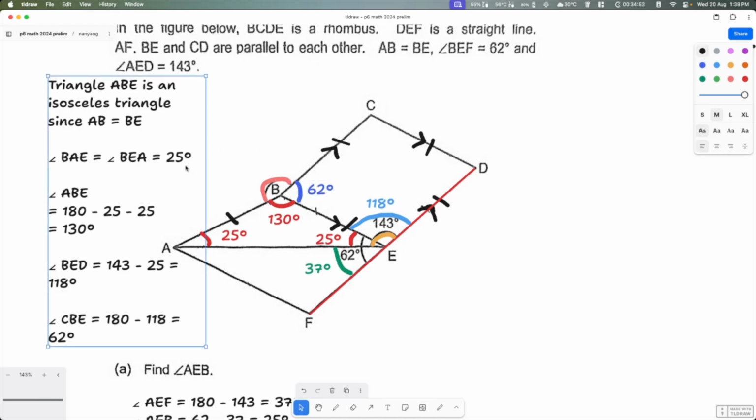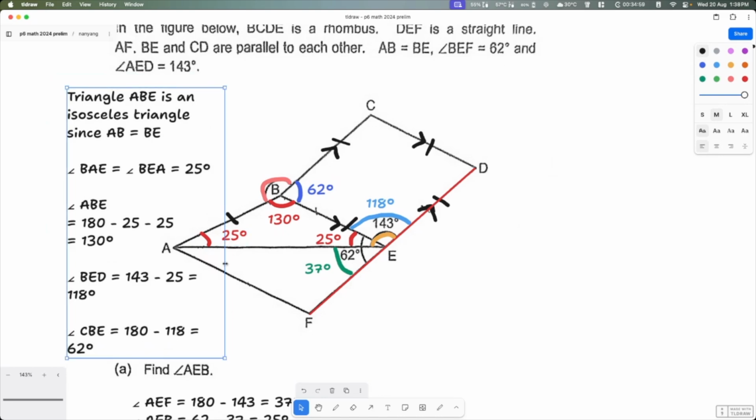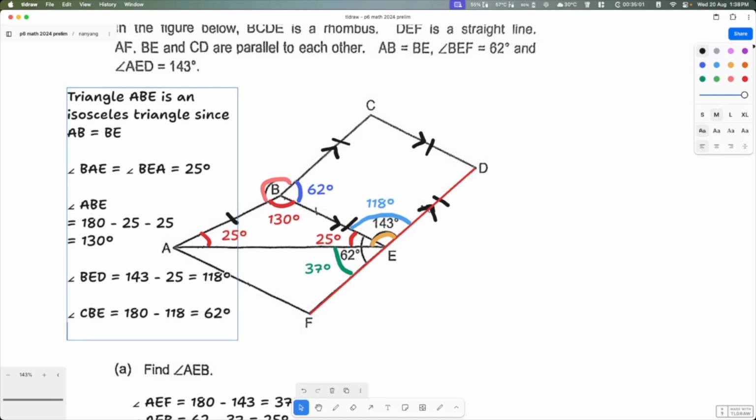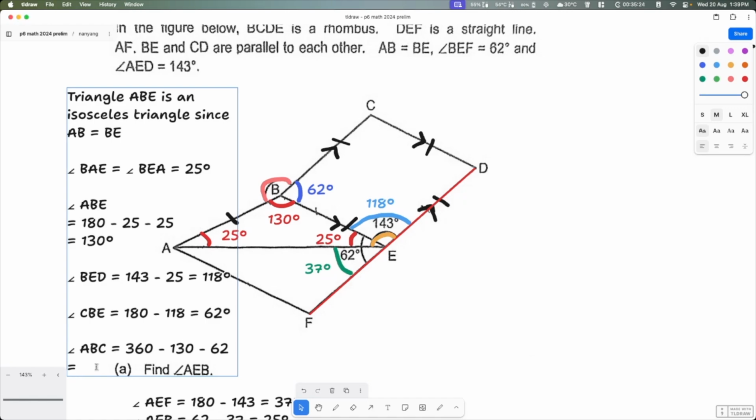Now we can find ABC. Let me just make this a bit wider. So angle ABC is equal to 360 minus 130 minus 62. Let's use the calculator. This will give us 168 degrees. There you go, that's the answer, 168 degrees. All right, let's move on to the next question.